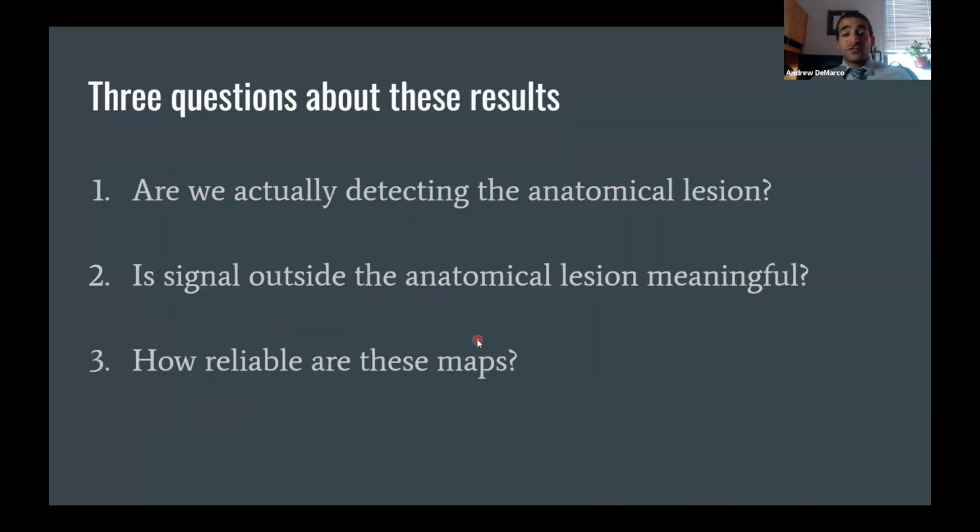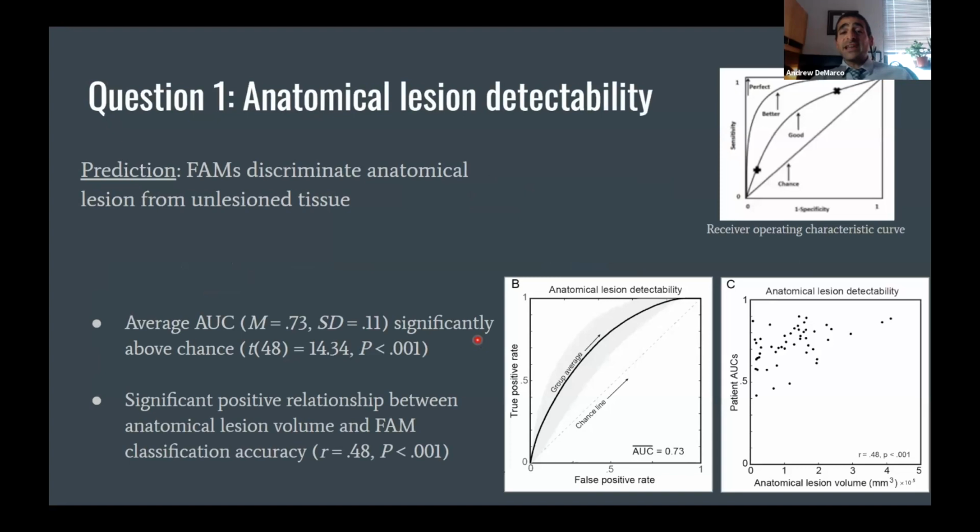So this was very interesting to us. We asked 3 questions about these results. The first one is, are we actually detecting the anatomical lesion? We used a receiver operating characteristic curve approach to test this idea. Basically, an ROC curve analysis asks, can one thing classify or categorize another thing? You get this line, and if the line is perfectly diagonal, it's random chance. If it bends upward, that means it's greater than chance, it's non-random.